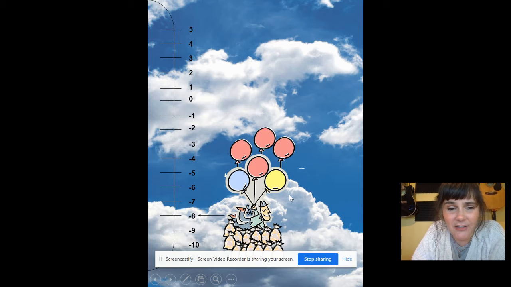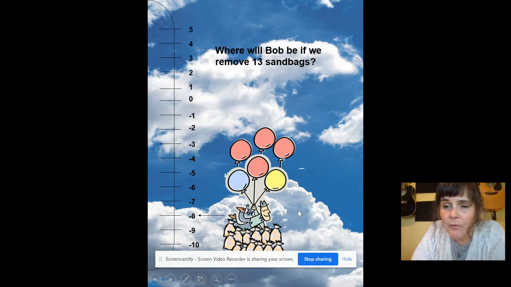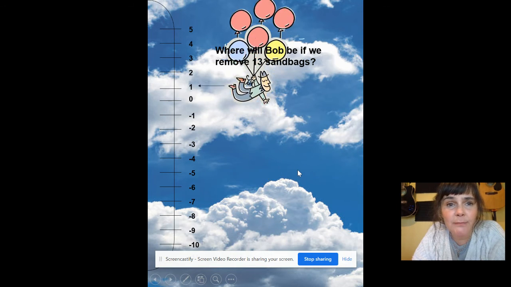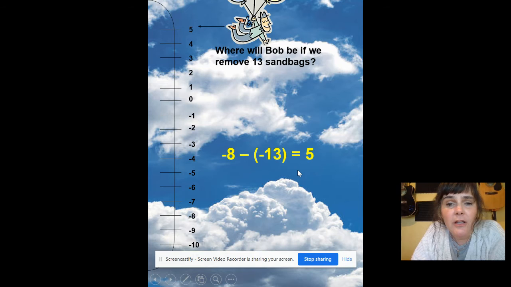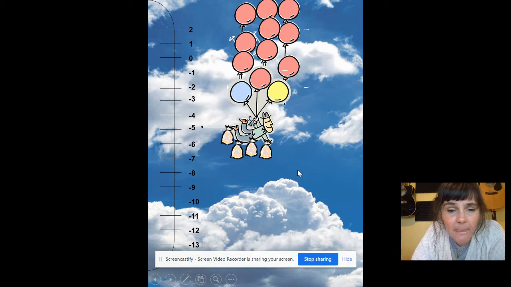-8. Bob's got a lot of sandbags. What happens if we remove 13 sandbags? Okay, now hang on. Removing sandbags, that's subtracting a negative. Sandbags hold us down. Negatives hold us down. If we get rid of some, we're going to go up. So we're going to go up 13 spots. Here we go. So -8 minus -13 is 5. Here we are at -5.